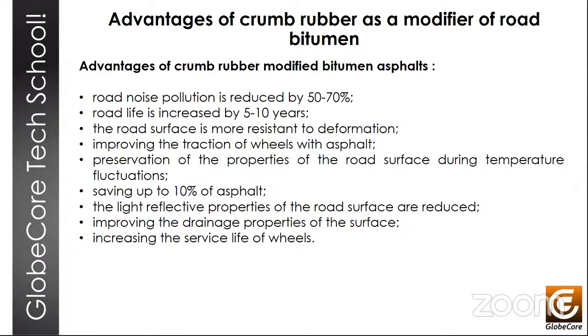With the addition of crumb rubber, the mass of asphalt decreases because part of that volume, up to 10% actually, is replaced by much lighter crumb rubber. The light reflecting properties of the road are reduced, and this, of course, improves driving comfort and safety. I'm sure many of you have been driving with the sun on your face, and you'd see this sharp glare in your eyes from the road. So this is also something that we can improve.